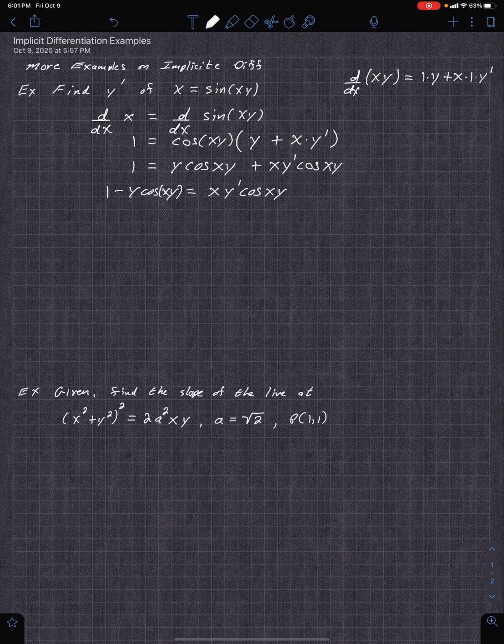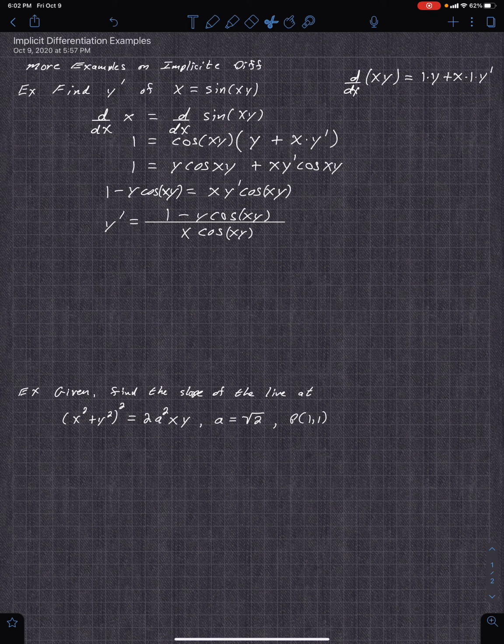You could put parentheses around that. And then divide. We'll put y prime on the left-hand side, so y prime is equal to 1 minus y cosine xy, all over x cosine xy. And so your y prime is isolated. I'm just going to move this down. We don't want to take that with it.